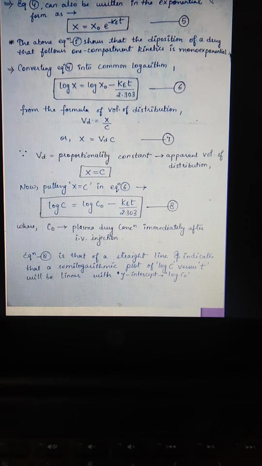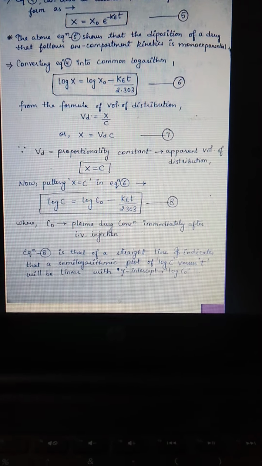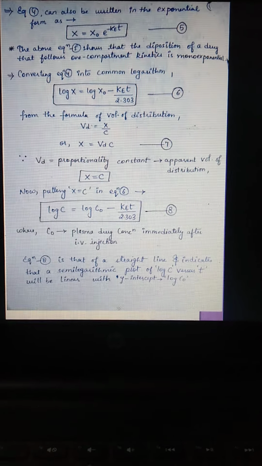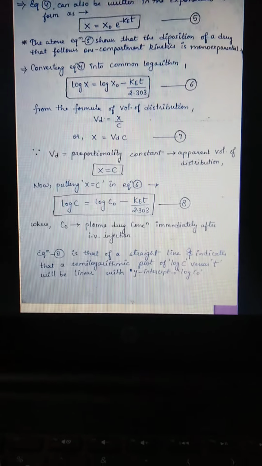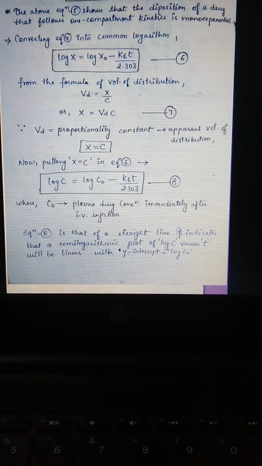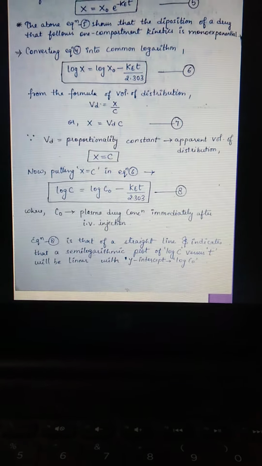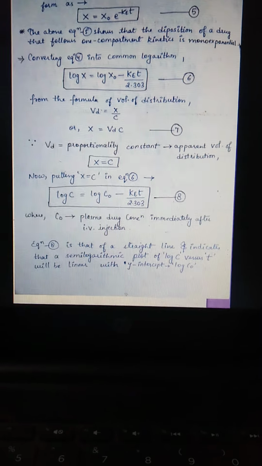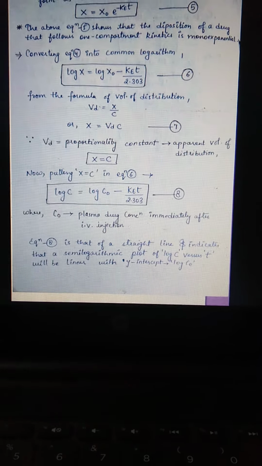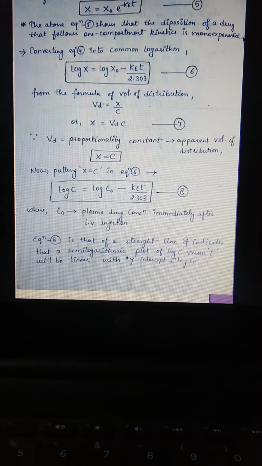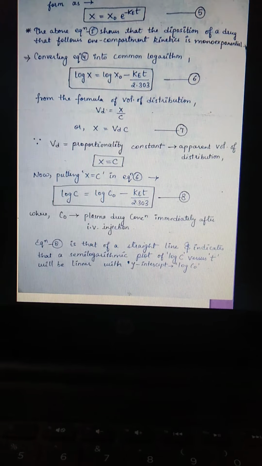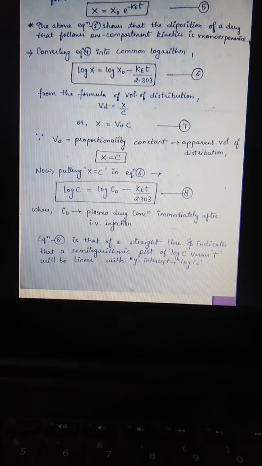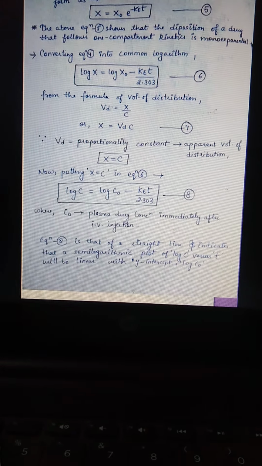So apart from this, the formula of volume of distribution is Vd is equal to X by C. So when we have to take the value of X, we know what volume of distribution is. When we see, it's very difficult to determine the amount of drug in the body, X.